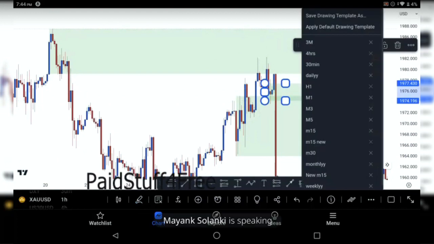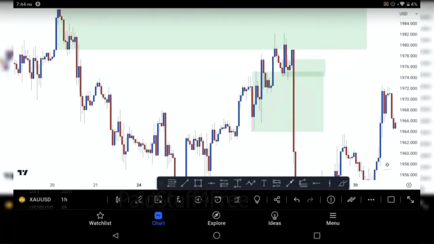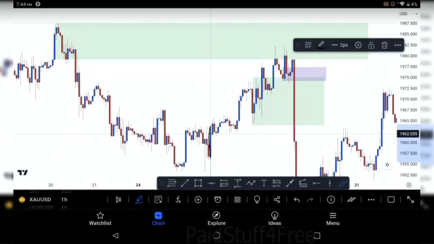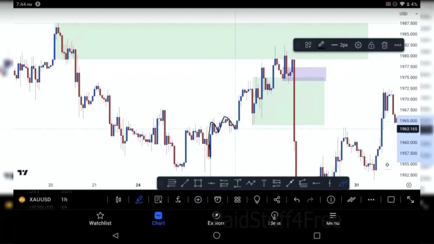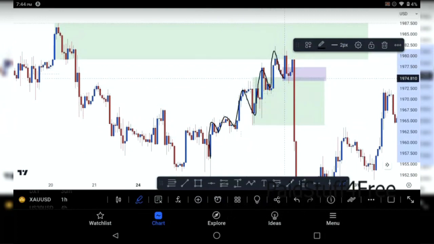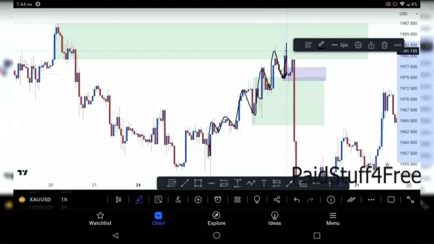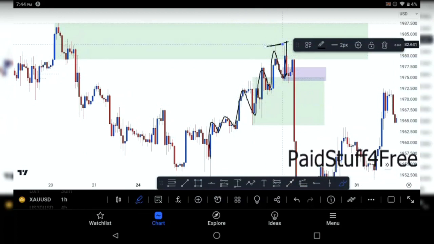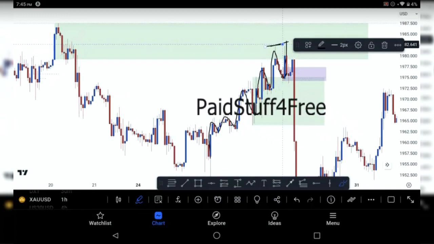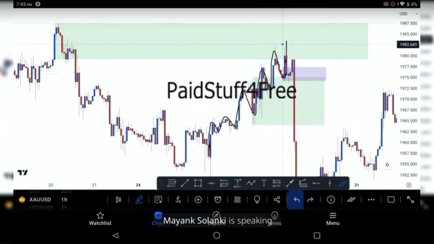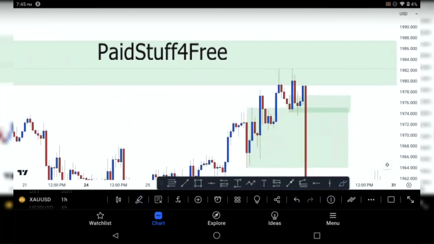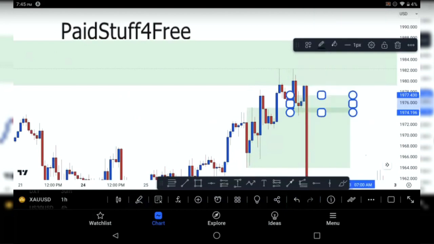Let me explain something. This is where 4 hours changed storyline. Ever since then, 1 hour has been trending. This candle, this particular engulfing, violated this high, this liquidity here. I don't know if you guys can see that. That place was violated. So now obviously this 1 hour zone had to fail.